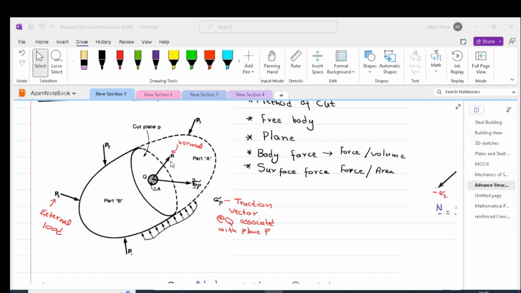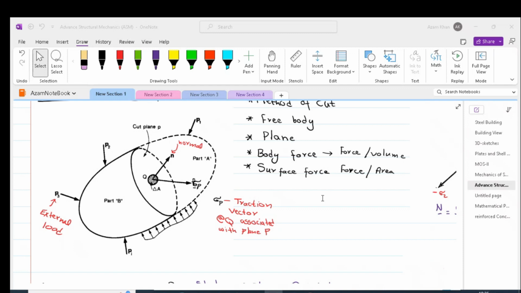It is to be noted that the cut plane P has two sides, one with each part of the body, A and B. One side can be considered as arbitrarily positive, whereas the other side can be considered as negative. So that depends on what sort of sign convention we want to apply.